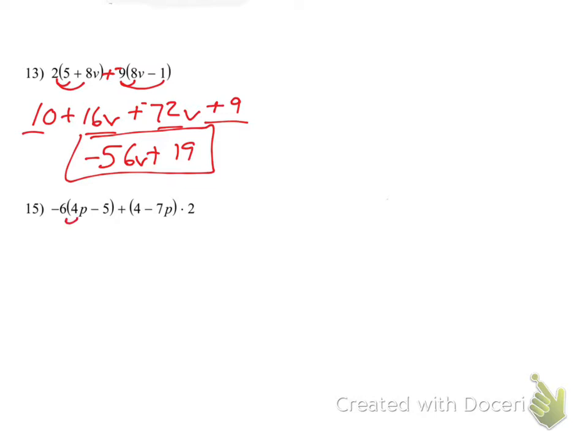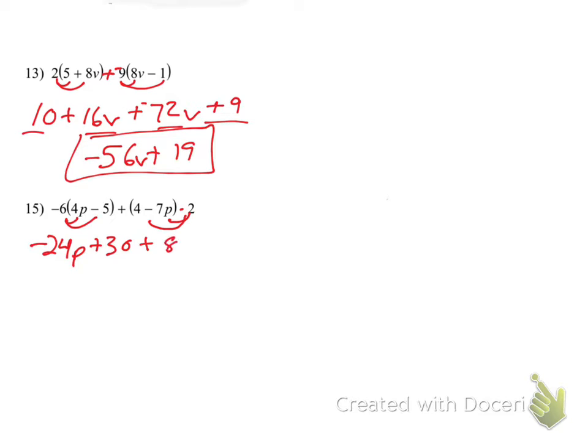All right, last one. I got to distribute both of these, and then I got to distribute both of these. See how this says just times 2 like that? Don't worry about that. It's the same thing. It's putting it right next to it. So if I do the first one, it'll be negative 6 times 4p, so that'd be negative 24p. Then I have a negative 6 times a negative 5, which would be a positive 30. And then plus 2 times 4 is 8.